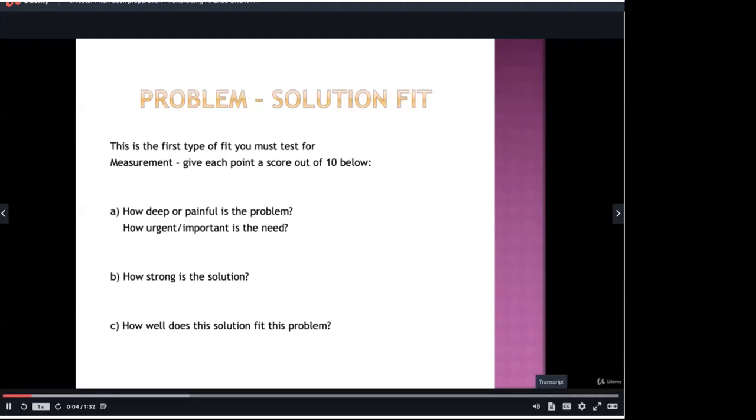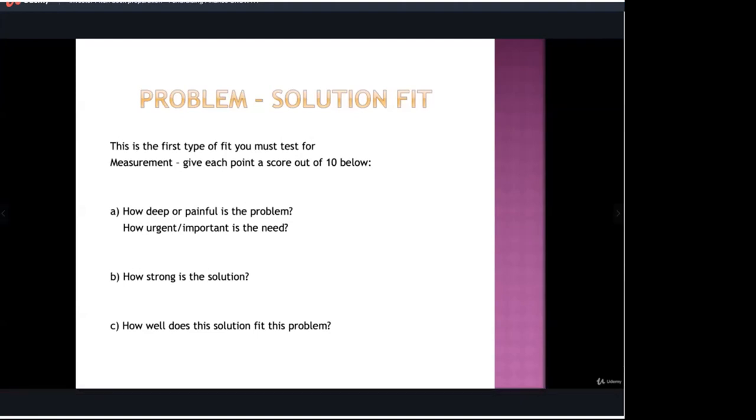Problem solution fit. This is the first fit you must test for. You can give this test a score out of 10. The better the fit, the higher the score. You must ask yourself these 3 questions. A, how urgent is the customer pain point? B, how strong a solution can you provide? C, how well does the solution fit the problem?